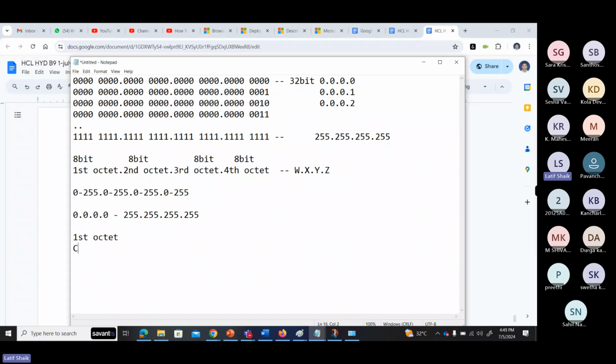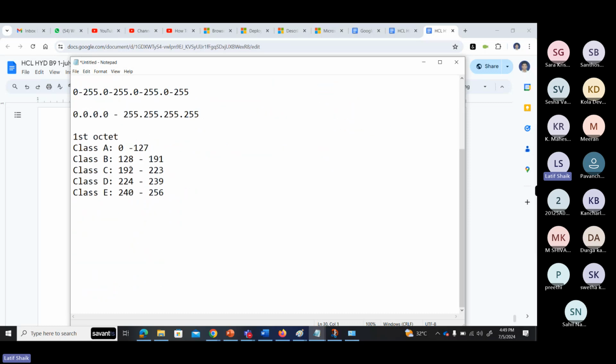The classes are defined like this: Class A is 0 to 127. Class B is 128 to 191. Class C is 192 to 223. Class D is 224 to 239. Class E is 240 to 256. So these are the classes and their ranges.